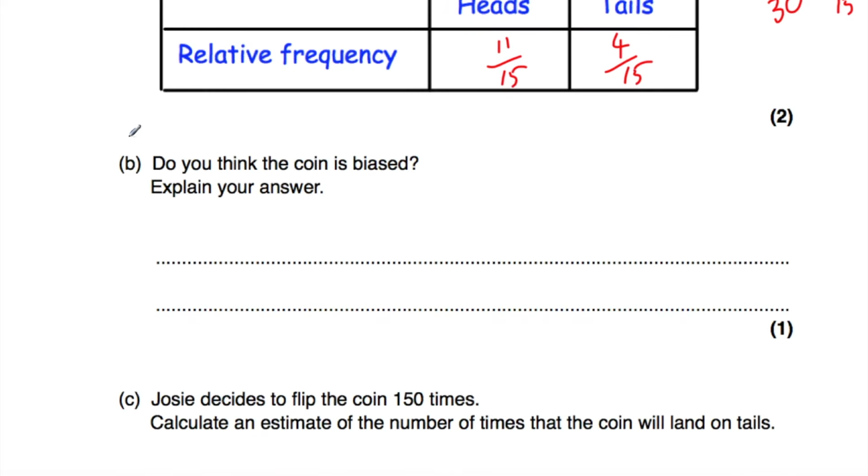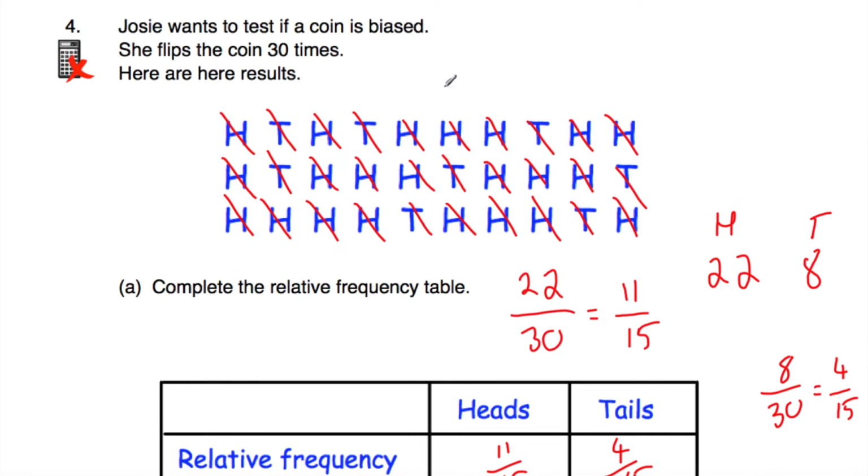And then if we go down to part B, it says, do you think that the coin is biased? Explain your answer. So the coin is flipped 30 times and it lands on heads 22 times. If this was a fair coin, you would expect it to be, well, hopefully 15 heads and 15 tails. Perhaps 16 heads and 14 tails, or 17 heads and 13 tails, but 22 heads and 8 tails seems quite skewed. It actually seems like heads comes up a lot more than it should do.